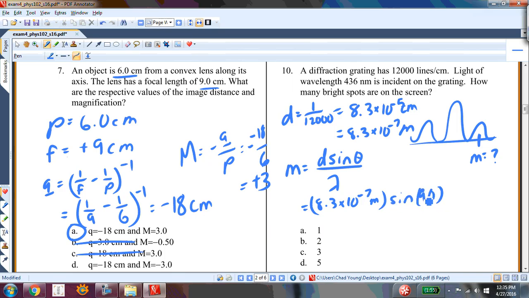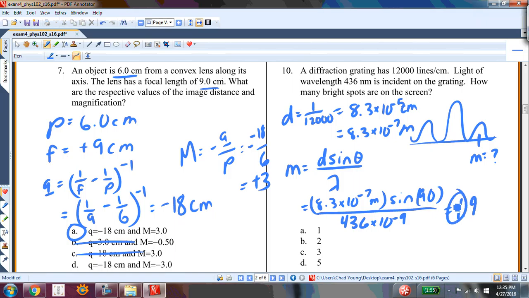Remember, if we want to find the maximum order, we need to figure out what is M when theta is equal to 90. Because that's when the orders stop forming, because the light rays are just not reaching the screen. Over lambda, 436 times 10 to the minus 9. It's in nanometers. If I do 8.3 times 10 to the minus 7 divided by 436 times 10 to the minus 9, I get 1.9.